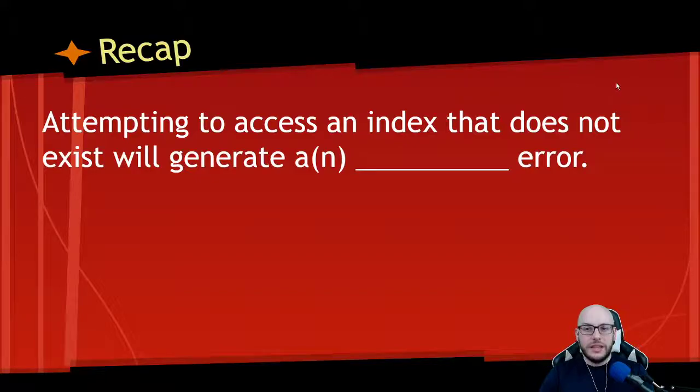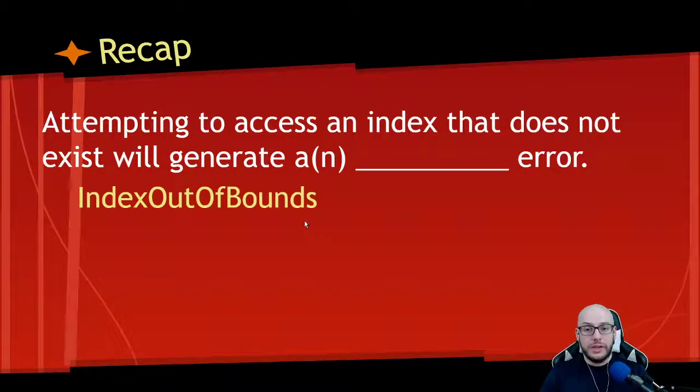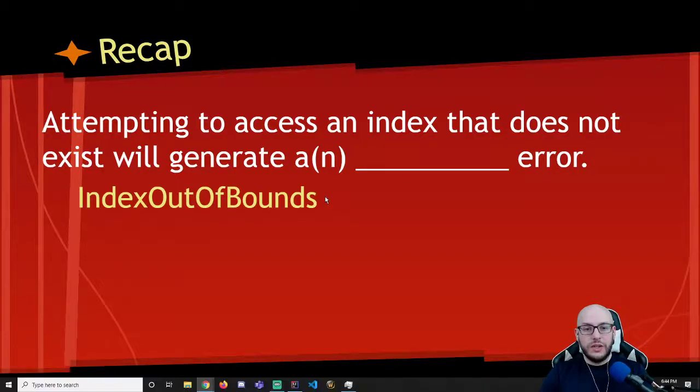Attempting to access an index that does not exist will generate an index out of bounds error. I would also accept array index out of bounds. I would also accept maybe runtime error, right? Because this happens at runtime and will actually trigger an exception in doing so.